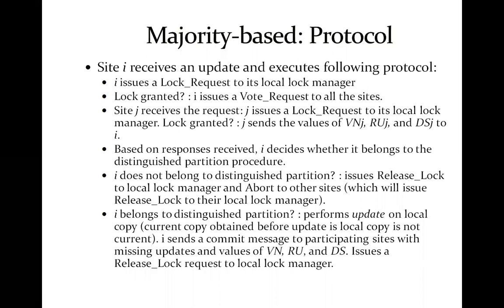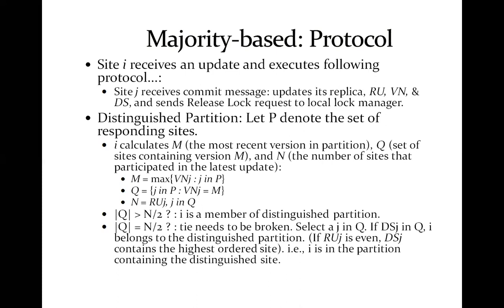Now, when site J receives this commit message from site I, it is going to update its replica, and update the variables, that is VNJ, RUJ, DSJ, because we are working at site J, and then it issues a release lock request to its local lock manager. So that is all.